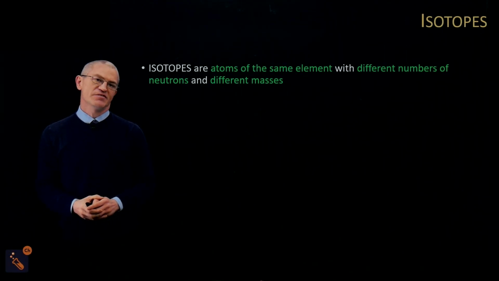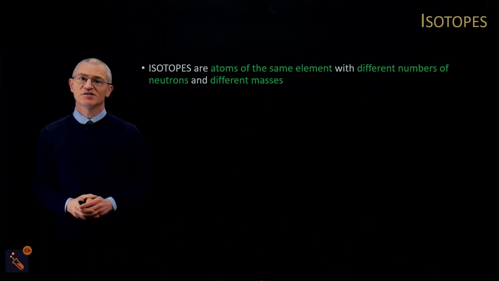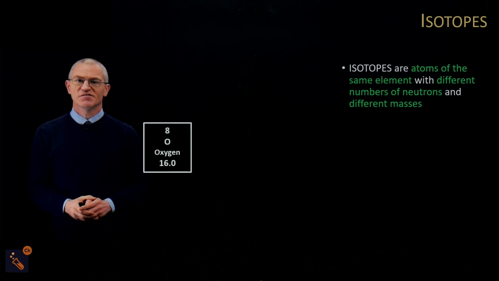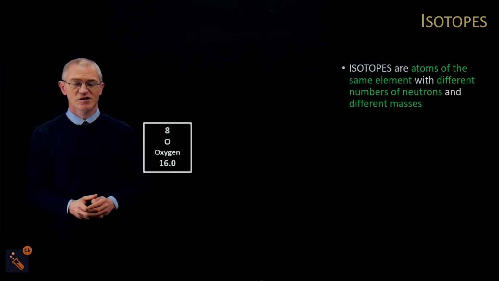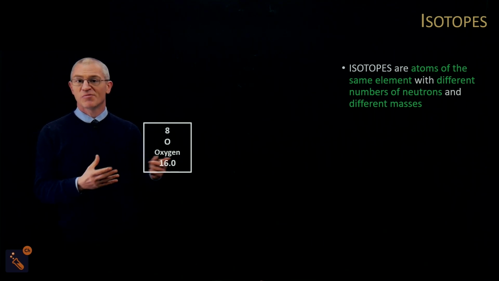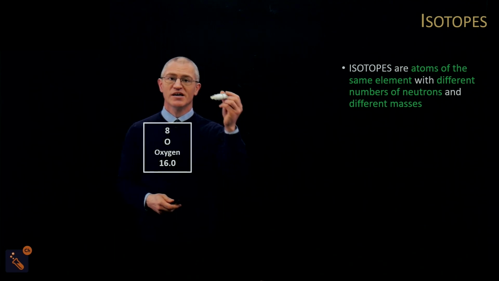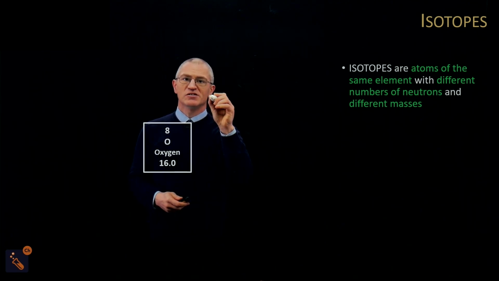Now, this is a required definition. So we talk about isotopes. Isotopes are atoms of the same element with different numbers of neutrons and different masses, okay? Now, if we look at isotopes, we want to see how many neutrons there are. We want to determine the number of neutrons, and that is most likely going to be the question that you will have. So we're going to talk about two different isotopes.